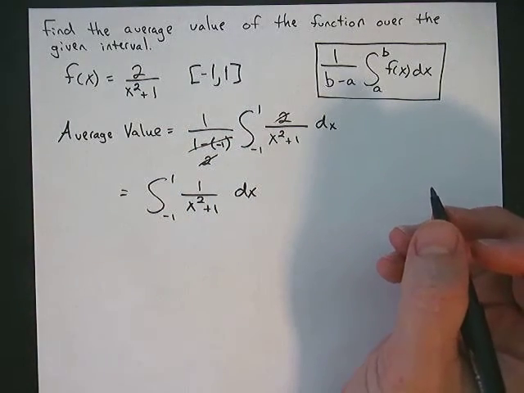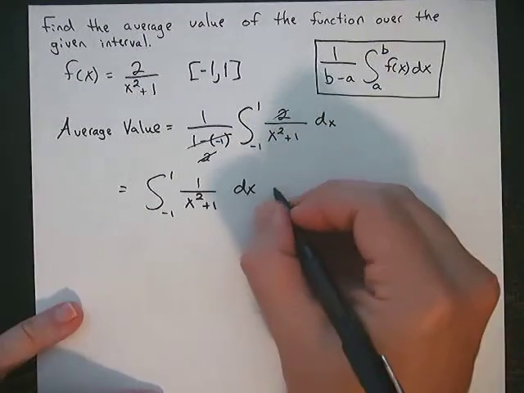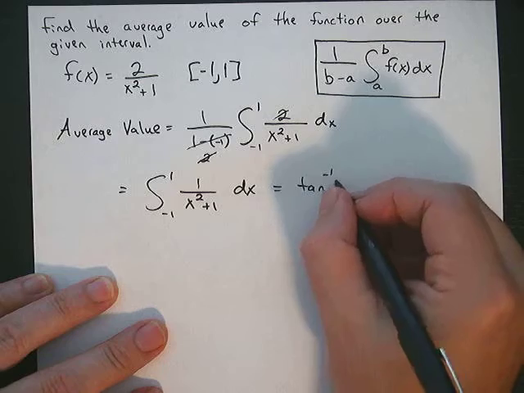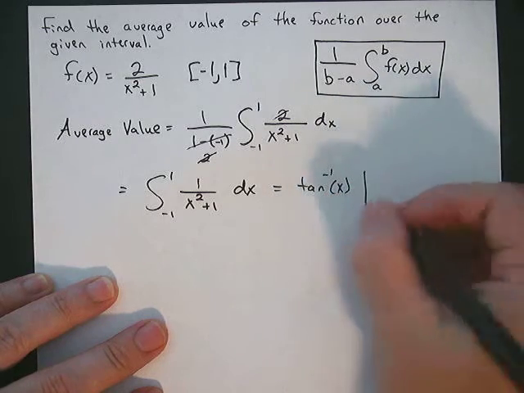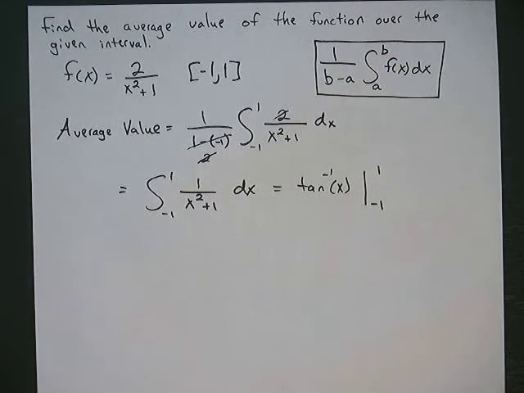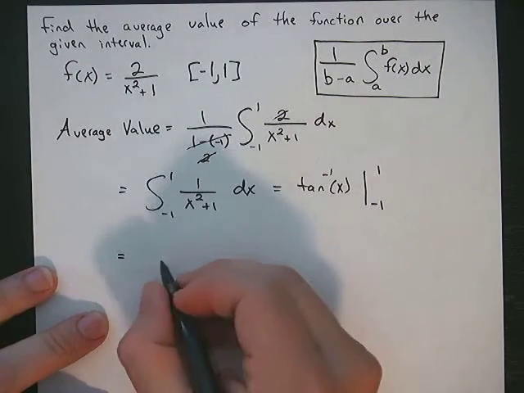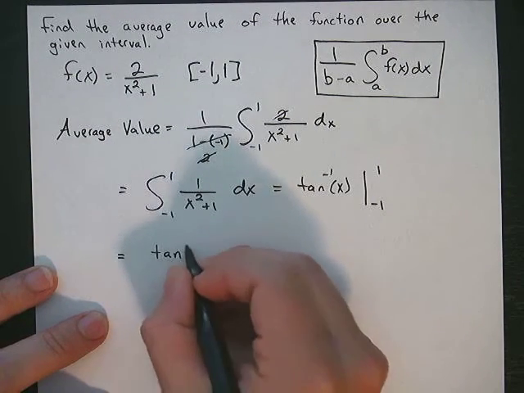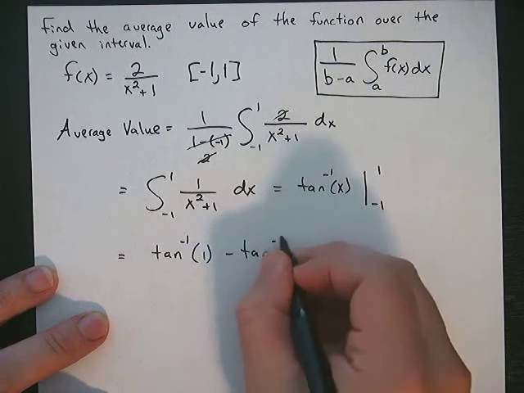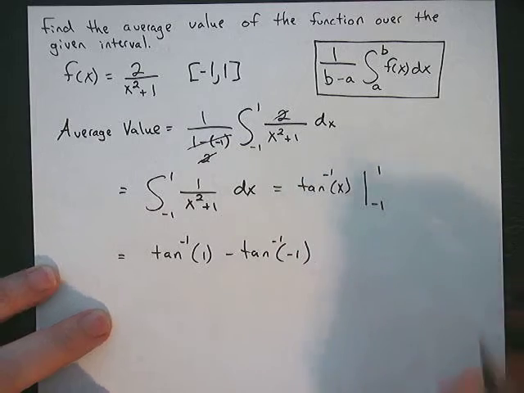Okay, so that integral is inverse tangent, so it's going to be tangent inverse of x, and we're going to evaluate that from -1 to 1. Okay, so we're going to get tangent inverse of 1 minus tangent inverse of -1.